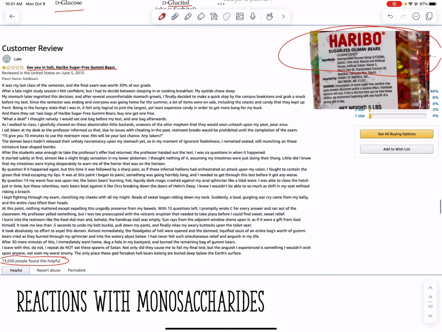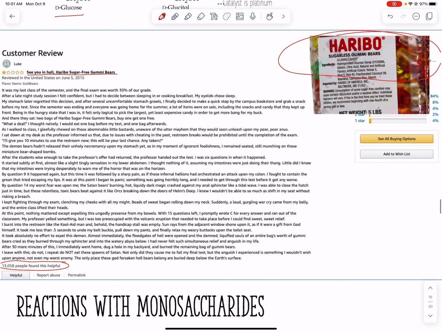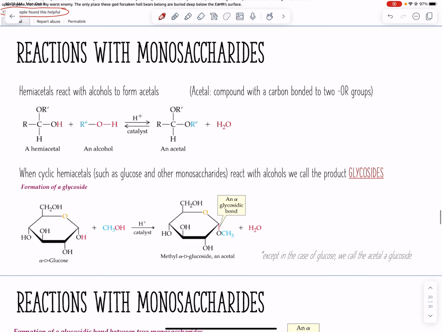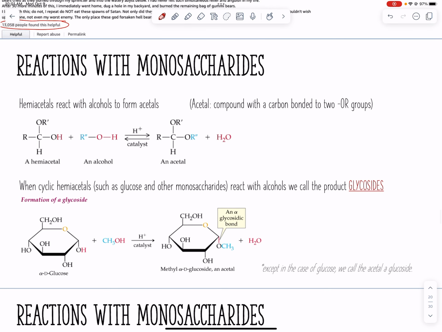And you will definitely avoid sugar-free gummy bears, especially before exams, which is the situation this student found himself in.